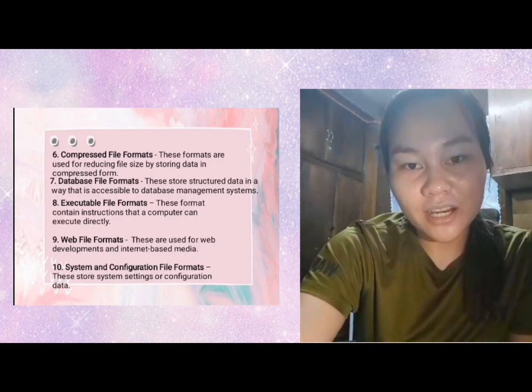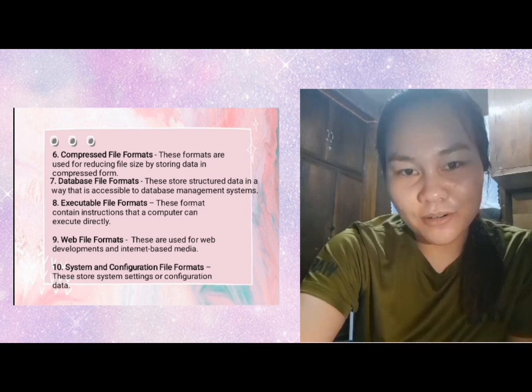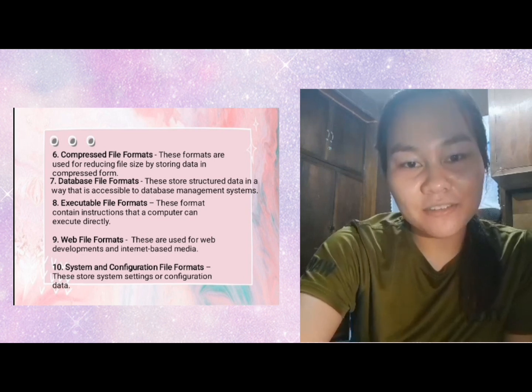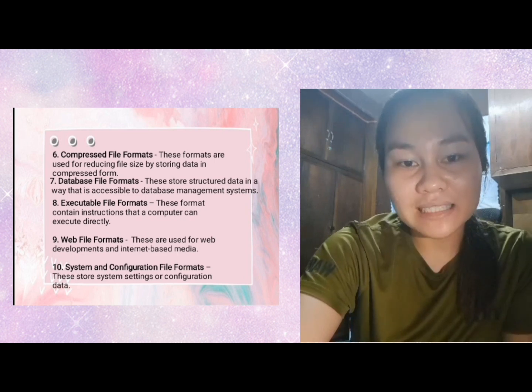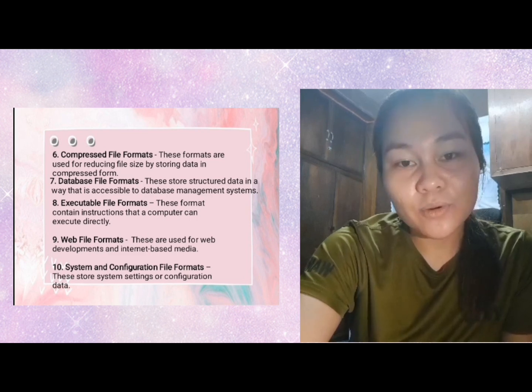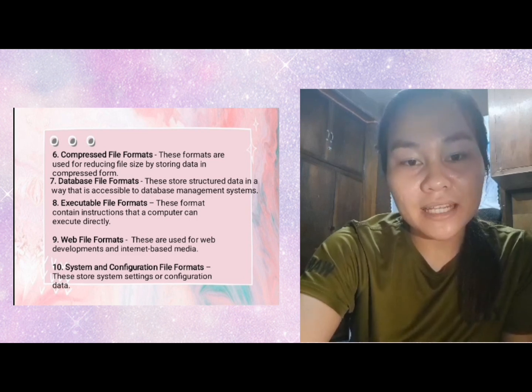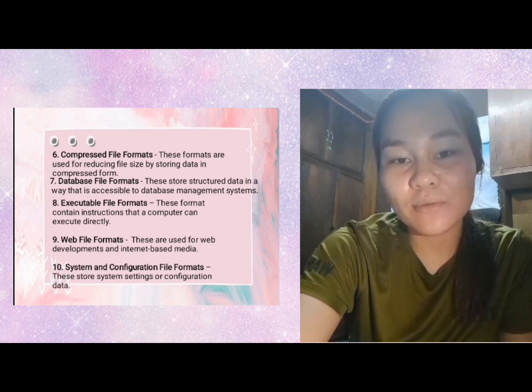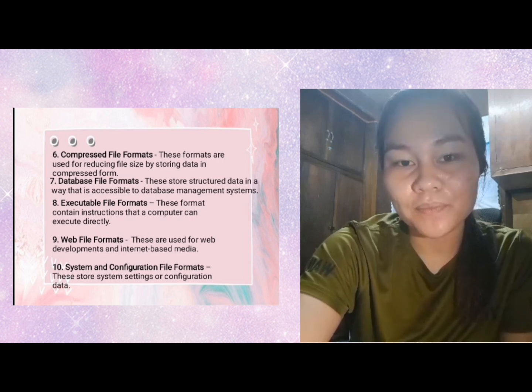Next, compressed file formats. These formats are used for reducing file size by storing data in compressed form. And ang compressed file format ay isang uri ng file format na ginagamit upang bawasan ang laki ng isang file o grupo ng mga file. Ginagawa ito upang mas madaling isave, ipadala at i-download ang mga file. Sa pamamagitan ng compression, binabawasan ang espasyo na kinukuha ng mga file nang hindi nawawala ang mahalagang impormasyon.